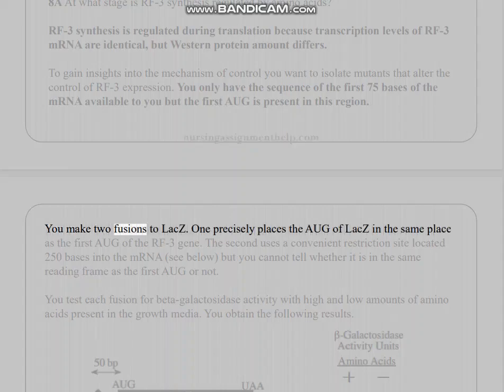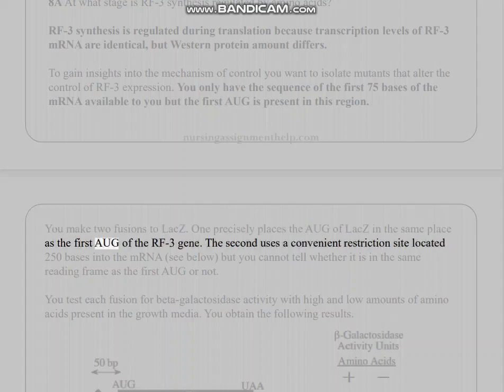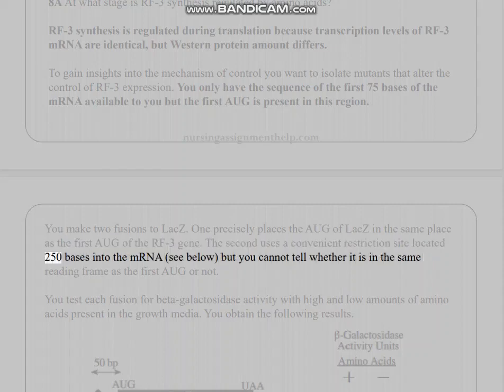You make 2 fusions to LacZ. One precisely places the AUG of LacZ in the same place as the first AUG of the RF3 gene. The second uses a convenient restriction site located 250 bases into the mRNA, see below, but you cannot tell whether it is in the same reading frame as the first AUG or not.